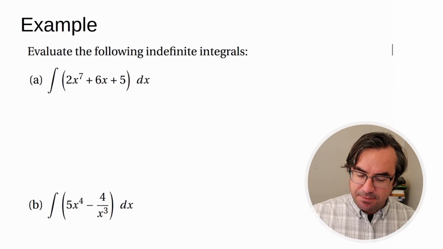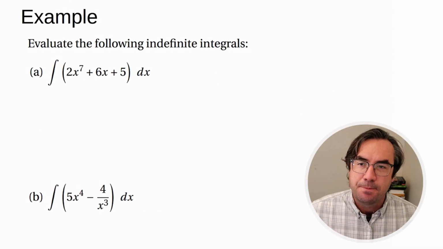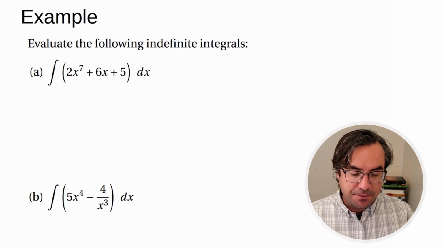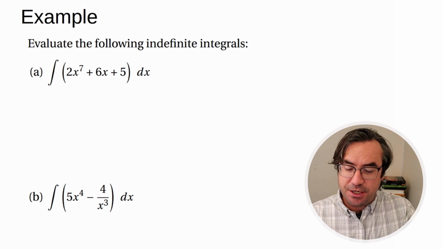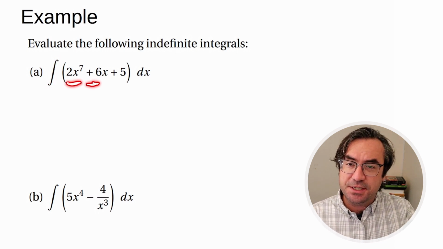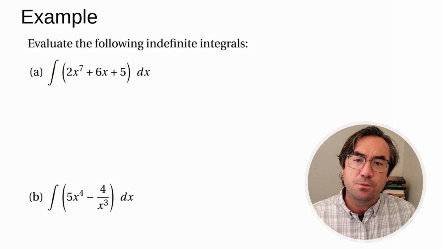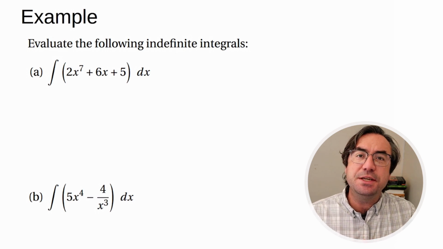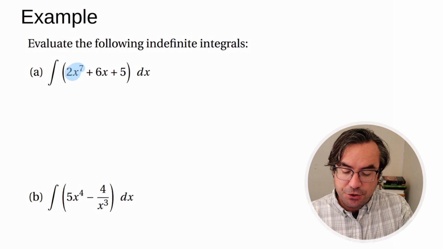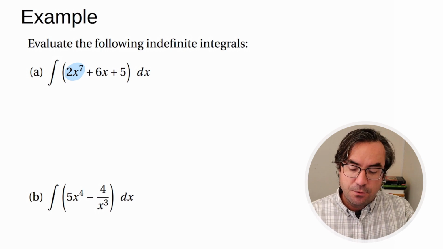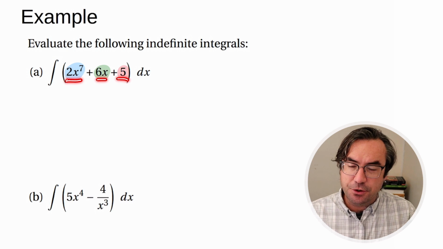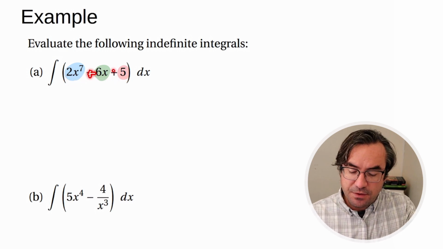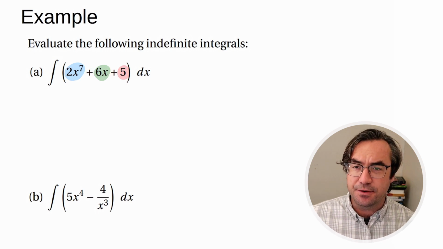We did some constant multiple rules. Here we go. All right, in the first example, what do we have? We're trying to find the antiderivative of the function 2x to the power 7 plus 6x plus 5. When we look at this, we see three separate terms: the 2x to the power 7, the 6x, and then the 5 at the end. We're adding them all together.